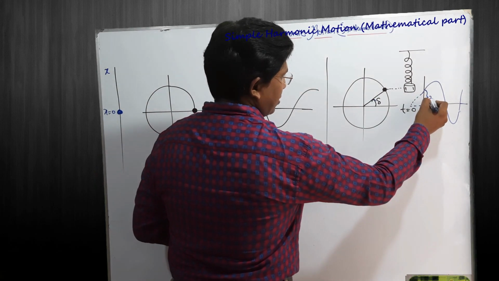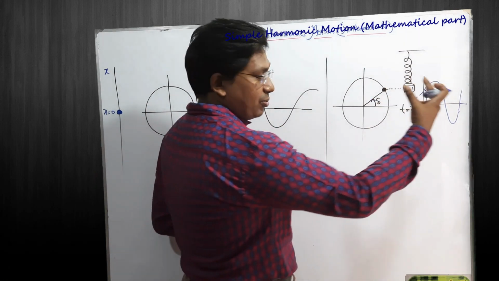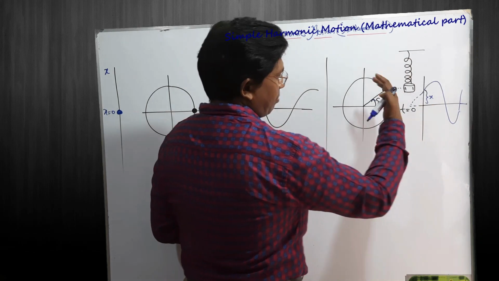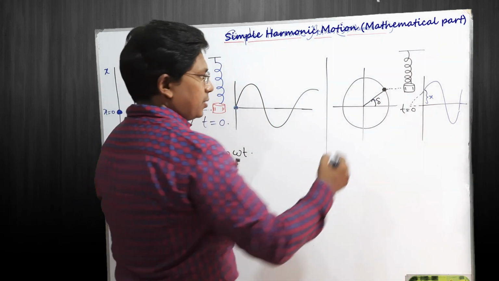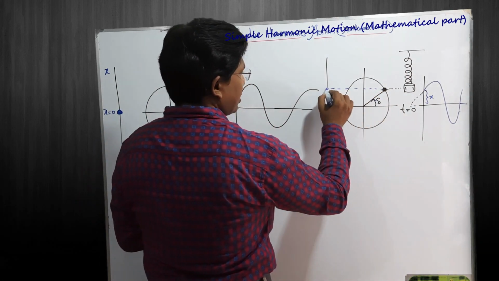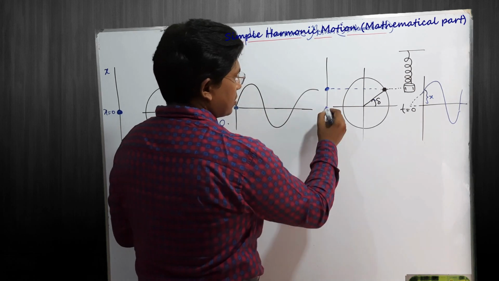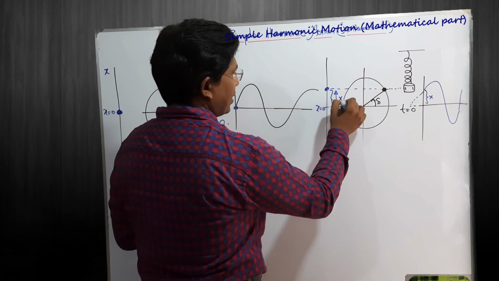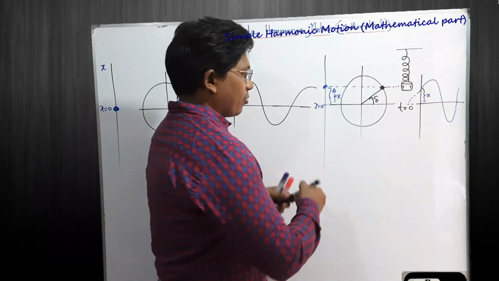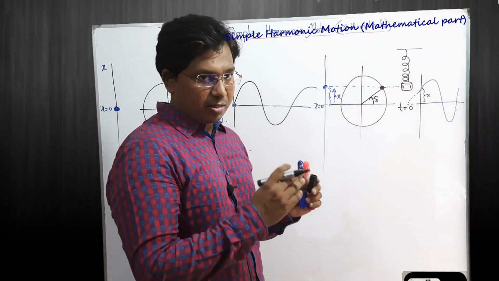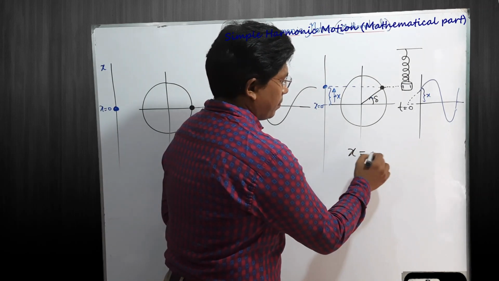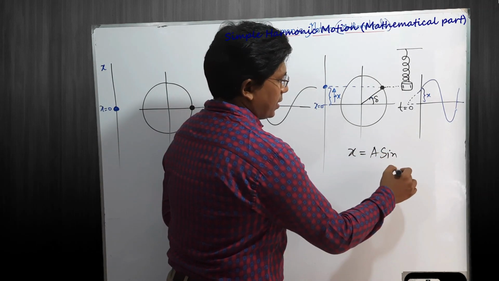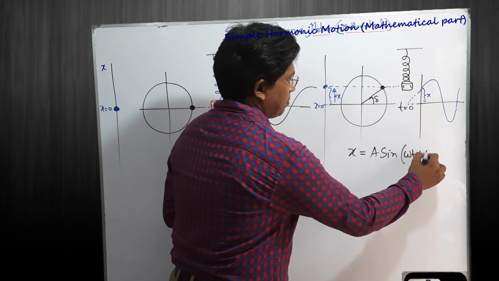Again, we made a flash of light here. The position of the particle on the screen is this, and this is the origin, and we gain a positive x value. We express this position in this situation by this equation, x = A sin(ωt + δ).